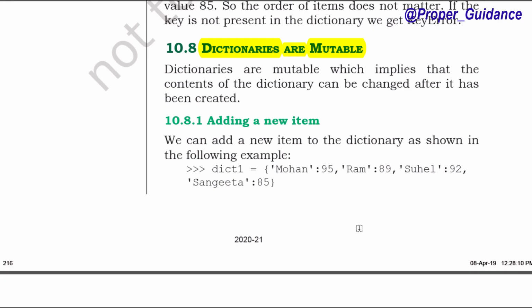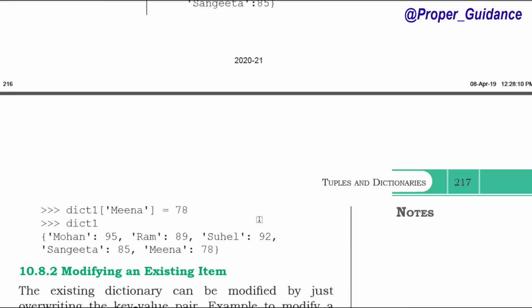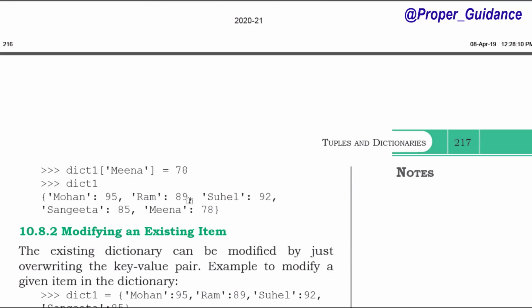So these are the techniques of how to think to write down a program. And here we are now in this concept: dictionaries are mutable in nature. Dictionaries are mutable, which implies that the contents of a dictionary can be changed after it has been created. Adding a new item, how to add? See here, here is an example, and this is the way of adding something, okay.